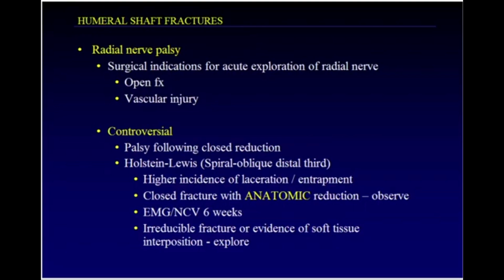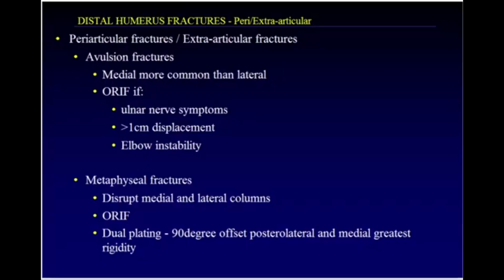So if you have a closed Holstein-Lewis fracture where you have an anatomical reduction, those patients would be expected to have a very low risk of nerve entrapment because of the fact that the fracture is anatomically reduced. You can treat those patients with electrodiagnostic testing at 6 weeks. On the other hand, if the fracture seems to be irreducible or there's evidence of soft tissue interposition, then those patients should be explored. And again, these are patients that have neurologic deficit post-reduction.